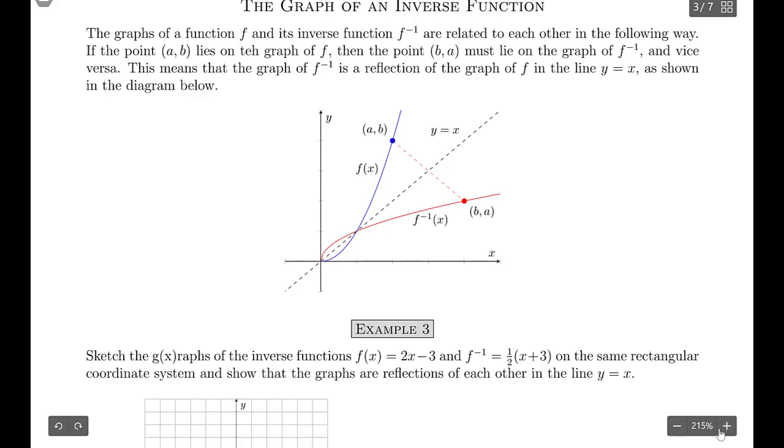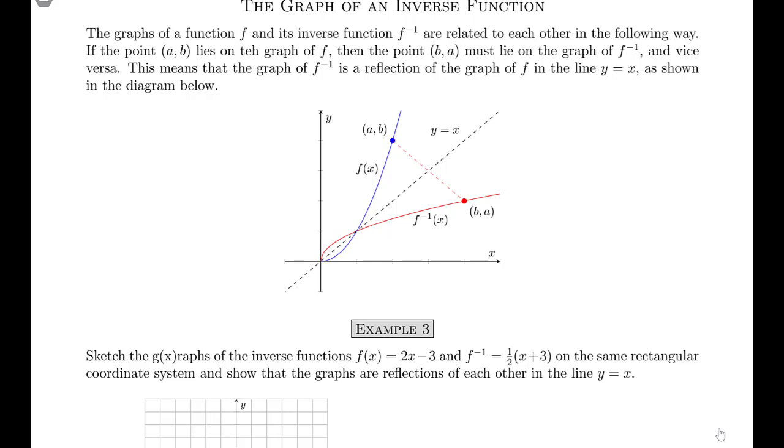The graph of an inverse function is easy to take a look at also, because the graphs are reflections about the line y equals x. And you can see that in this illustration here. We have some arbitrary function f of x, which is illustrated by the blue graph. I have the line y equals x illustrated there by the dotted line. And that red graph is the inverse.